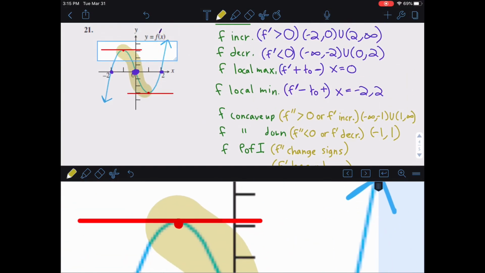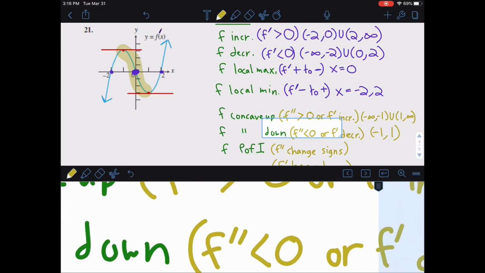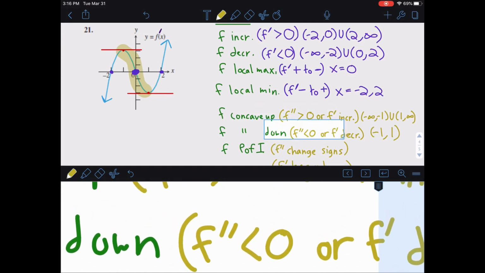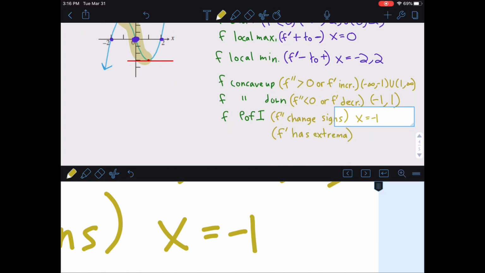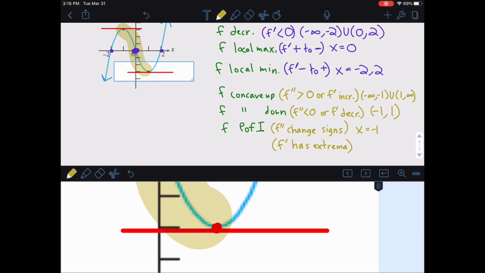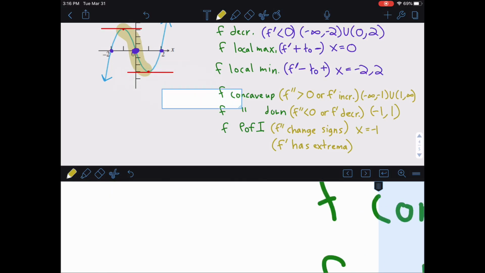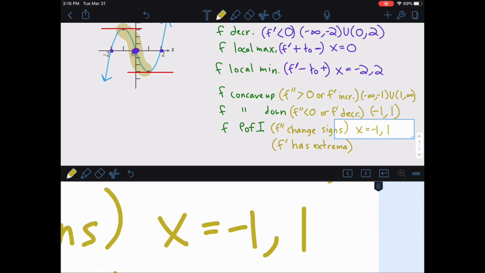Because at -1, this is where f prime is going from increasing to decreasing, which means f double prime is going from positive to negative, which means f's concavity is changing. And then the other answer is at +1. This is where f prime goes decreasing to increasing, which means that f is going concave down to concave up, and that means it's another point of inflection.